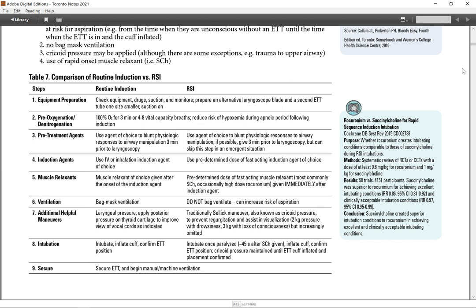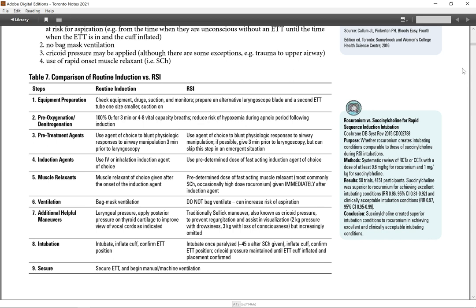Pre-oxygenation, denitrogenation, 100% oxygen for 3 minutes or 4 to 5 vital capacity breaths, to reduce the risk of hypoxemia during the apneic period following induction.